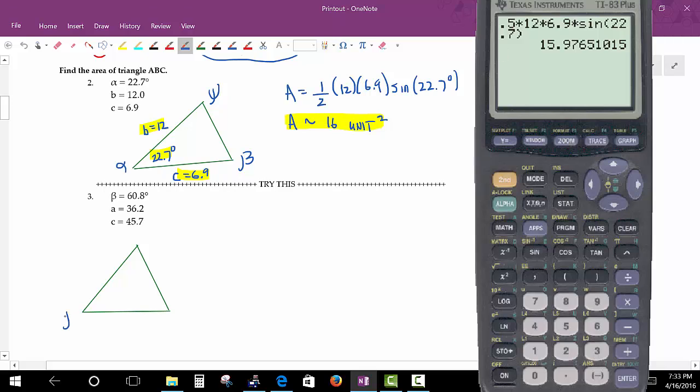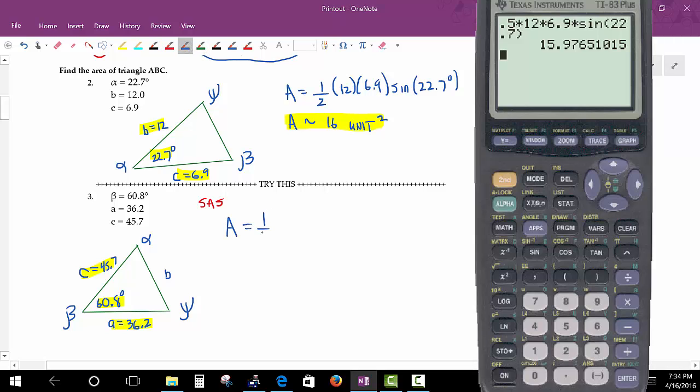All right, so I'm going to call this beta. Beta was given as 60.8 degrees. I'm going to call this alpha, and then the side opposite that, A, was given as 36.2. I'm going to call this gamma, so that would mean that C is equal to 45.7. That would be B. Again, you notice that I've given a side, angle, and a side. So this is the side angle side case, and we can compute the area as follows.